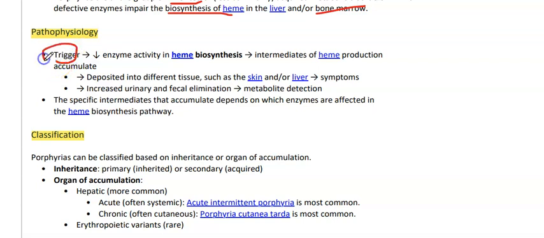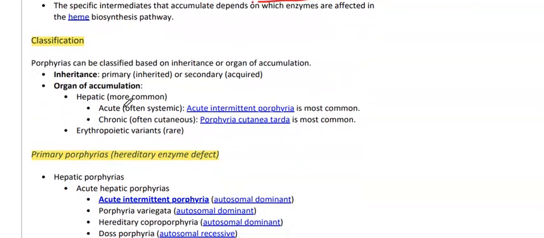In the presence of triggers, there is decreased enzyme activity in heme biosynthesis, so intermediates of heme production accumulate. They deposit into different tissues such as the skin and liver, so symptoms occur. There is increased urinary and fecal elimination, so metabolites can be detected in feces and urine. The specific intermediates that accumulate depend on which enzyme is affected in the heme biosynthesis pathway.